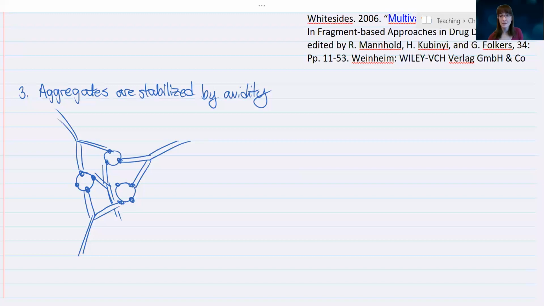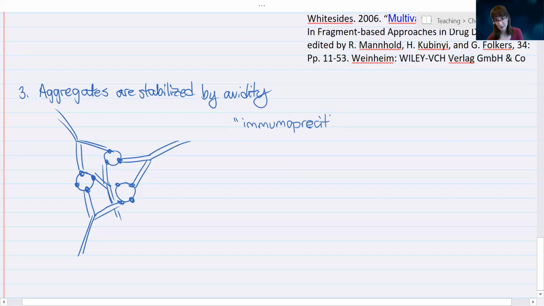Now, in terms of immunoassay design, that could be good or bad. If you've designed your assay to have an aggregate, we sometimes take advantage of this. In an assay called immunoprecipitation, you add an antibody, and if the antigen is present, you actually look for huge aggregates to fall out. Oops, immunoprecipitation.